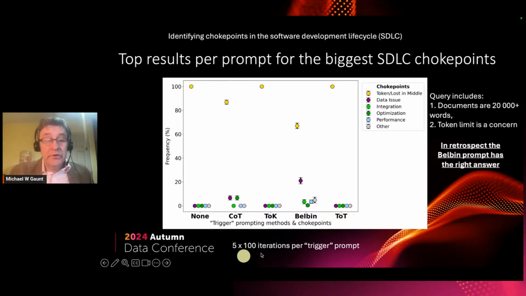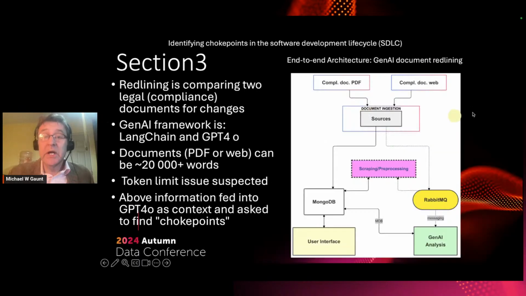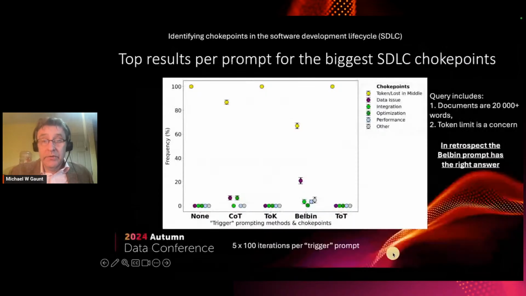100% of the time, this is over 500 iterations, so this is a lot of requests. For none, it says it's token management or lost in the middle. For tree of knowledge, it says exactly the same. For tree of thought, it says exactly the same. It's 100% for all iterations. Where are the problems? Now, there could be many problems in this pipeline. Let's just be clear about this: the choke points could be anywhere. However, it has picked out that the choke points are just this phenomenon that I've described to you, which we have passed on to it. Token limit is a concern.